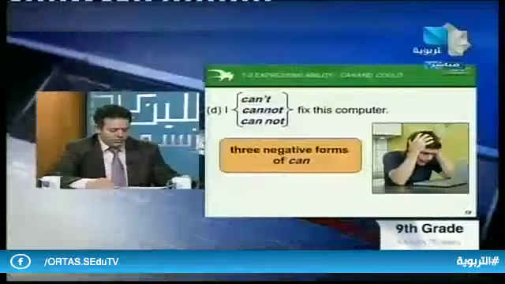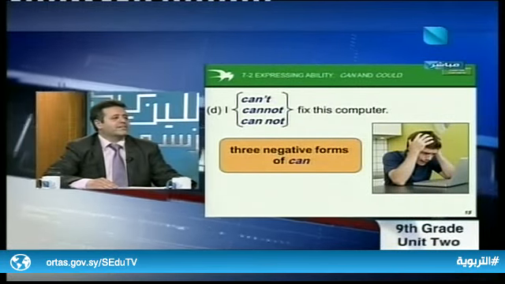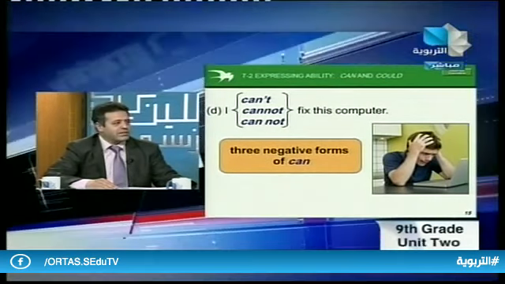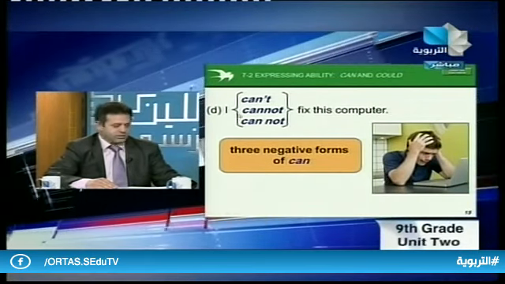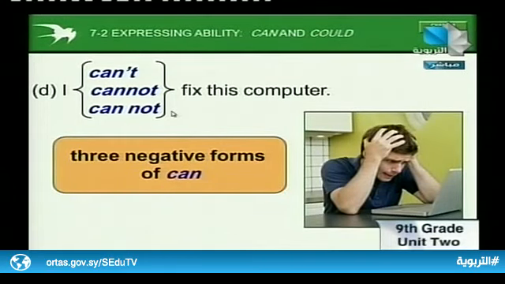Exactly. Thank you very much. What else? We can express ability by using can. We can express inability by using can't or cannot. So it has three forms of the negative. So we can say, I can't fix the computer, or I cannot fix the computer.